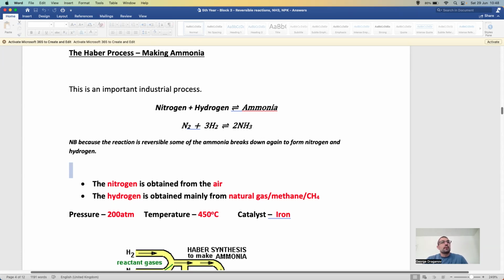You need to know how nitrogen is obtained. So nitrogen is 78% in the air. Obviously, you can't just grab the nitrogen. What you have to do is fractional distillation, cool down and condense the gas. Now, hydrogen, on the other hand, comes from natural gas, methane. So that's how you obtain your hydrogen.